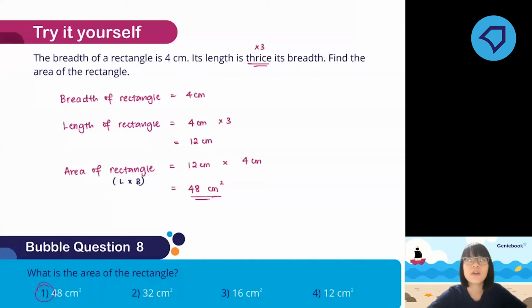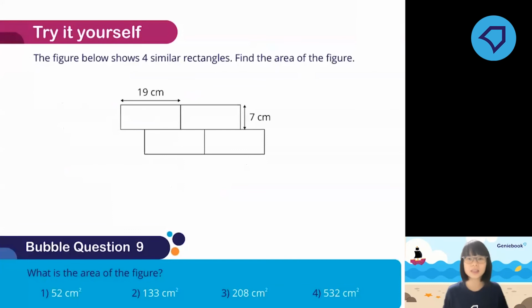Okay. All right. So let's try one more before we go on to our composite figures. One last one. Let's go. So this one is very similar to the one with the 7 similar squares. Now we have 4 similar rectangles. So please find the area of the figure. In order for you to find the area of the figure, you're already given the length and the breadth of the rectangle. So find the area of one rectangle first and then multiply it by 4 rectangles.